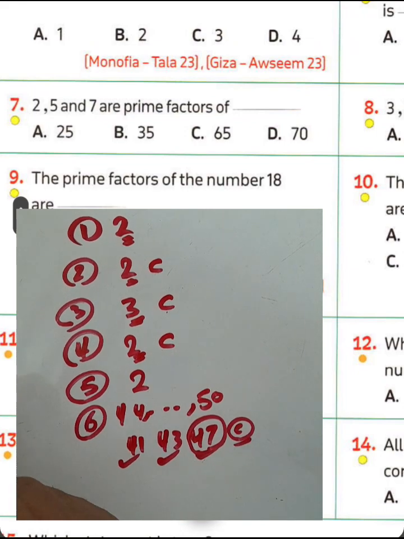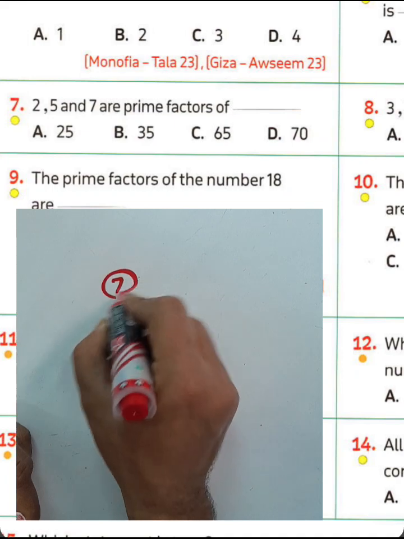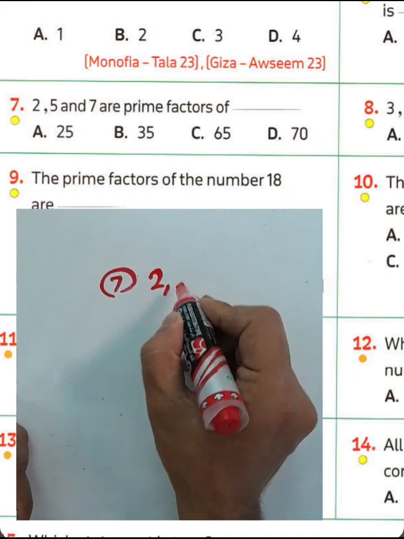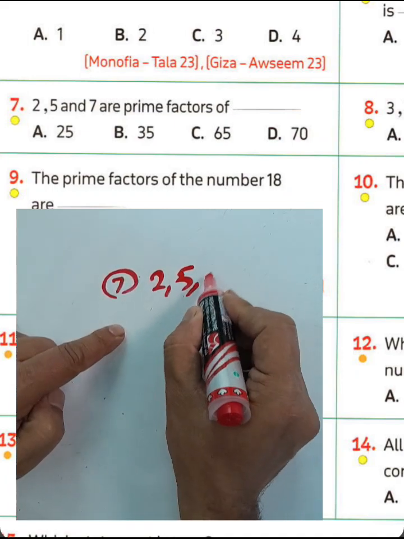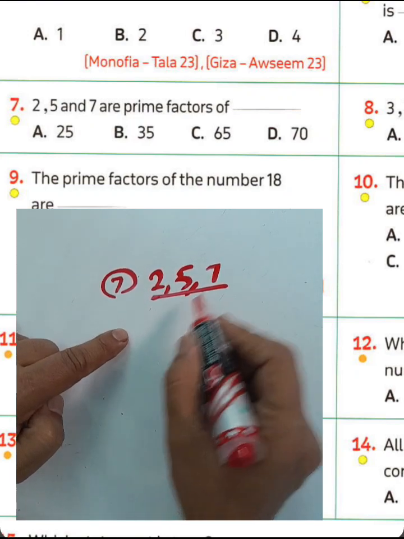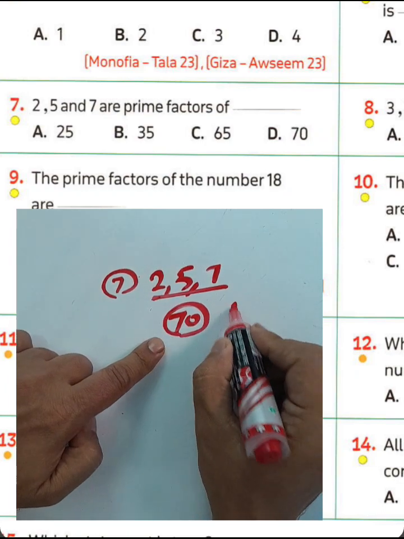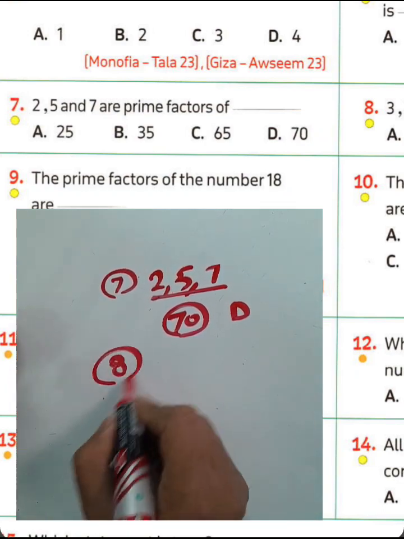Question 7. 2, 5, and 7 are prime factors of what? Multiplication. To find the number, you must find the product of the prime factors 2, 5, and 7. 2 times 5 equals 10. 10 times 7 equals 70. So the number here will be 70. Choose letter D for question 7.